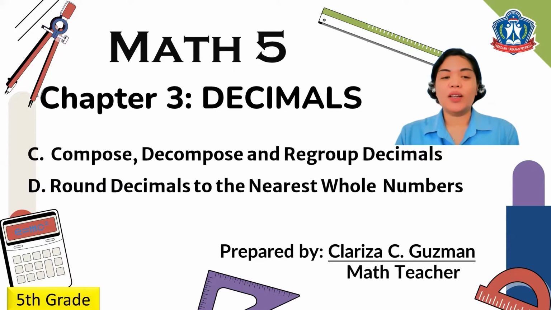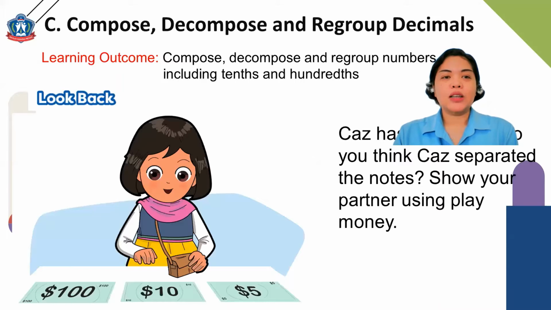In this video, you will learn lesson C, compose, decompose, and regroup decimals, and lesson D, round decimals to the nearest whole number. Okay, let's start. So the learning objective for this lesson is to compose, decompose, and regroup numbers, including tens and hundreds.